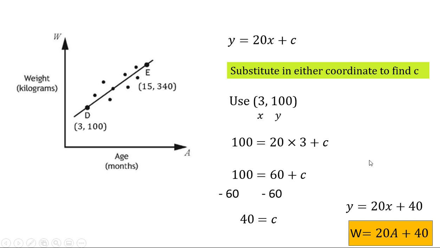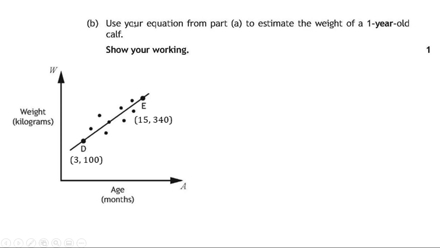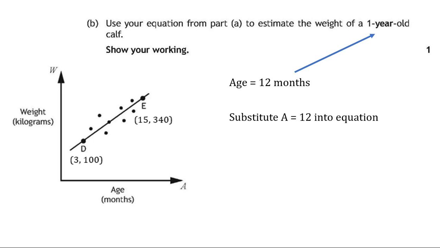Now, there is a part B, which I'll show you in the next slide. The part B would be, use your equation from part A to estimate the weight of a 1-year-old calf. Okay. Now, they're a bit sneaky in this question because it said 1-year-old and age is in months here. So you've just got to spot 1-year-old, age is 12 months. Okay. So what we're going to do is substitute a is 12 into the equation. Okay. So the equation from part A that we worked out was w equals 20a plus 40. I want to know w when a is 12. So just substitute it in.